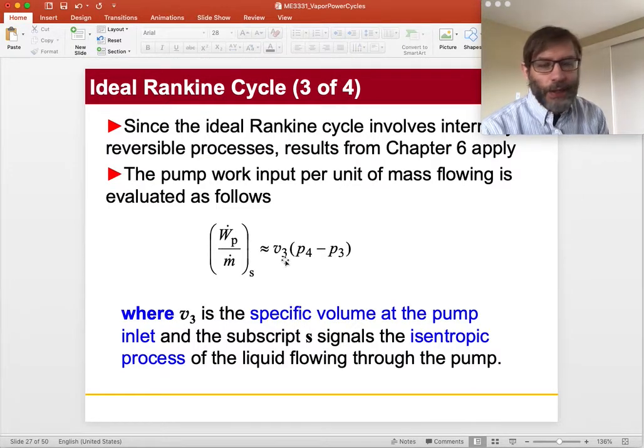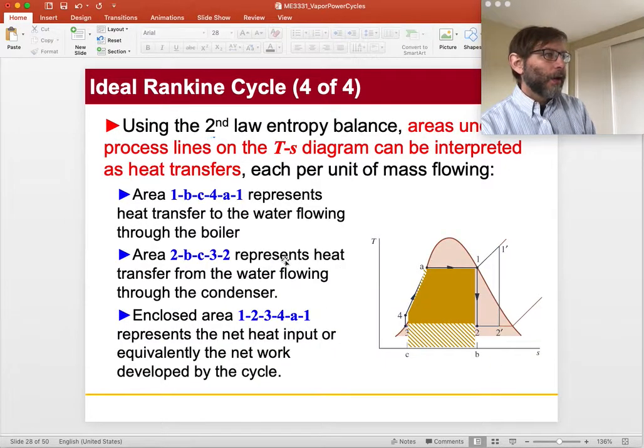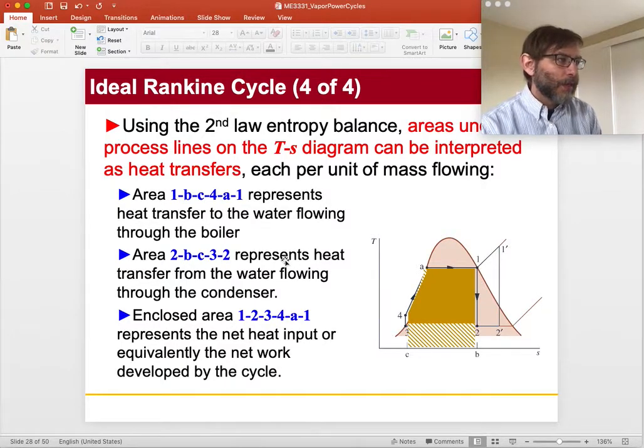So this becomes really easy. The pump is like the easiest part to analyze, especially for the ideal Rankine cycle. And we can use a second law entropy balance: areas under the process in the T-S diagram can be interpreted as heat transfer.